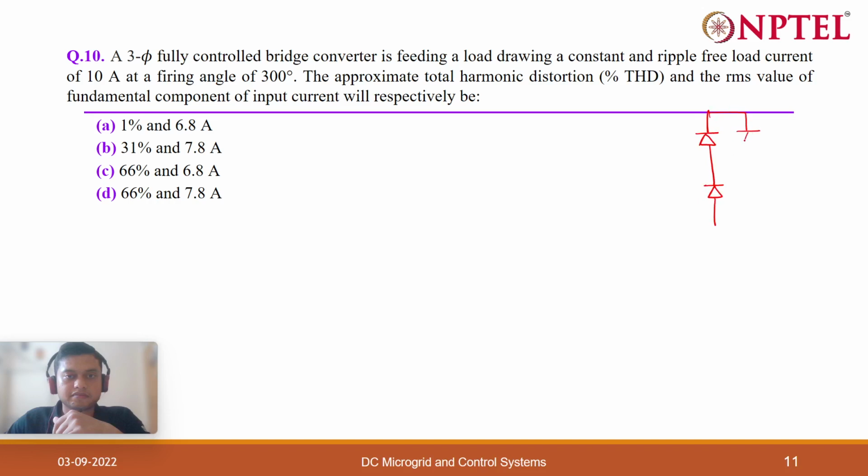So if we see the schematic of this three-phase fully controlled bridge rectifier, it is like this. We have three controlled SCR, three legs of SCR, then on the input side we have a three phase source, and we have the load at this output.